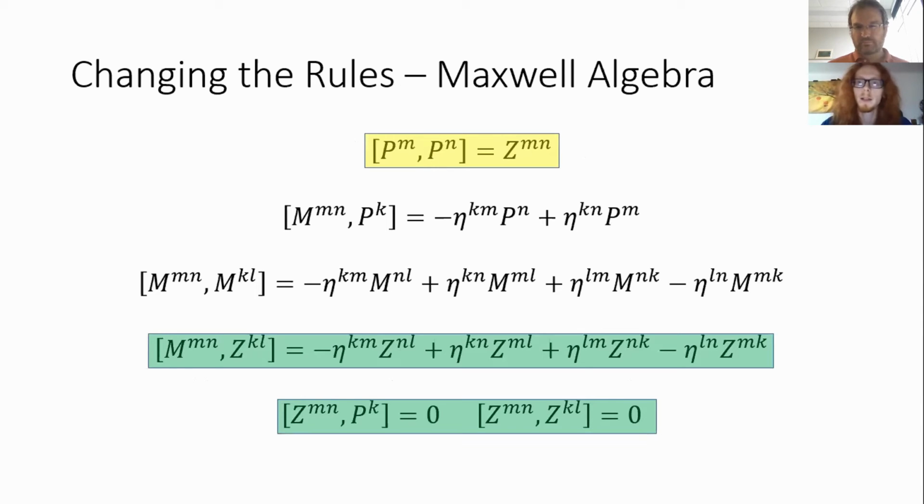In yellow, like I said, the four-momenta are no longer commutative, and now their commutator gives us this tensorial charge, is something we can think of. Now, because we have this new object, we need to further define its commutation relations with the rest of the algebra, that being the Lorentz generator, the four-momenta, and itself.